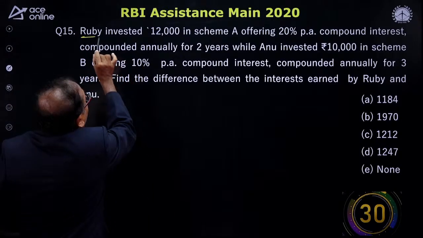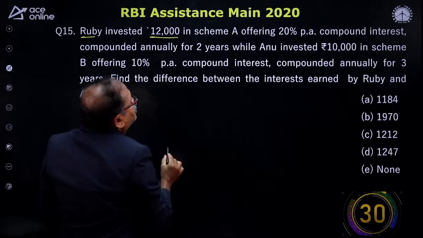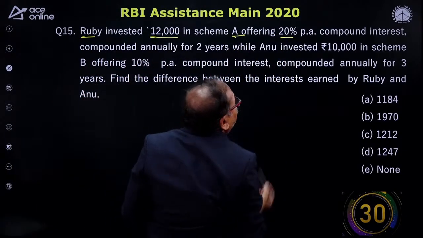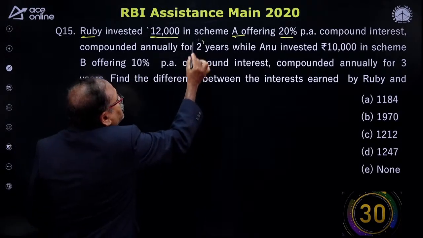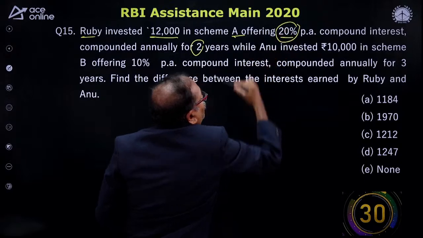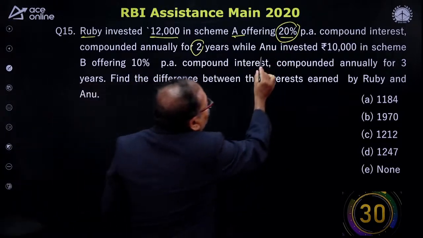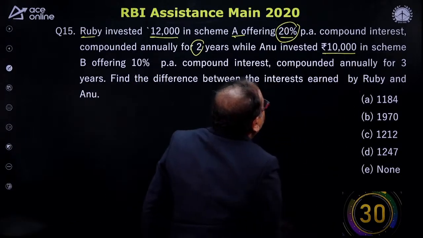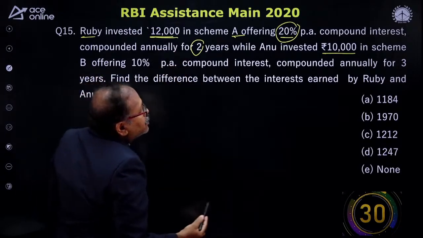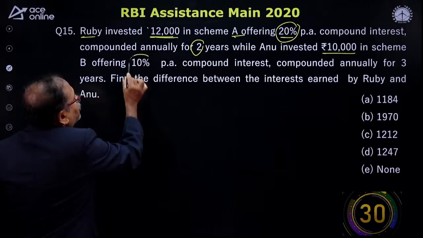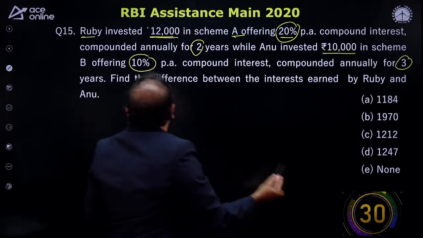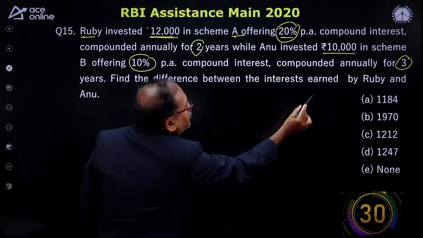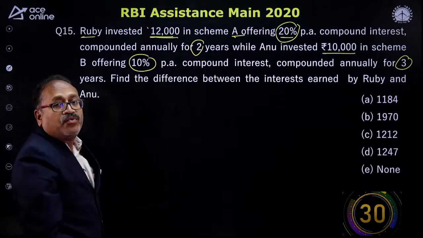Ravi invested 12,000 rupees in scheme A, offering 20% compound interest for 2 years. While Anu invested 10,000 rupees in scheme B, offering 10% per annum compound interest for 3 years. Find the difference between the interest earned by Ravi and Anu.